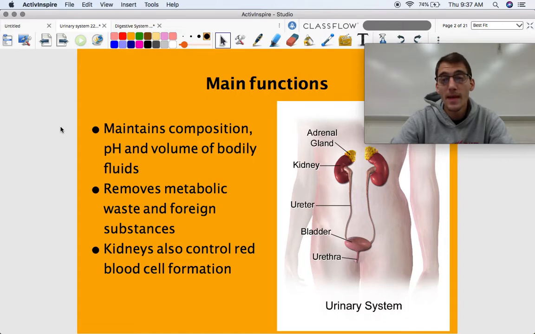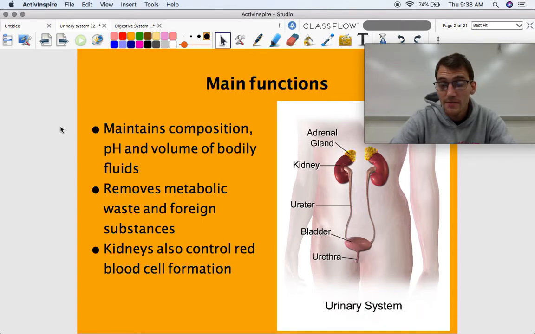Here are its three main functions, the three ways that the urinary system maintains homeostasis. A, it maintains the composition, pH, and volume of bodily fluids. I'm going to be talking a little bit more about this on the next page here, but this is number one. This is what it does.